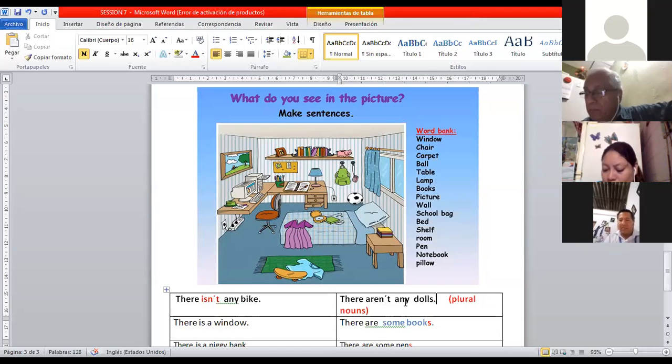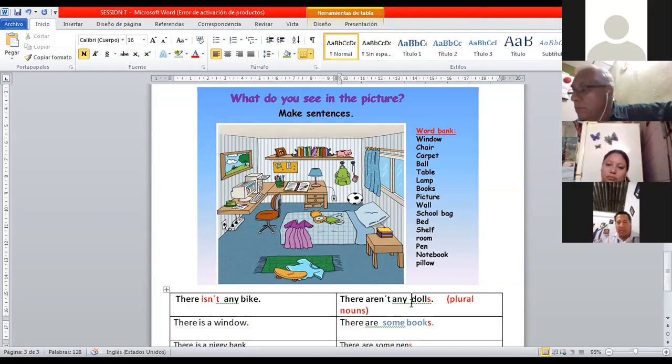And remember this, there aren't is for plural. So obviously, I need to pluralize this word right here, okay? There aren't any dolls. There isn't any bike. There aren't any dolls. La única diferencia is, this is for singular, this is for plural, all right? Pero en ambas digo, no hay. There isn't any bike. There aren't any dolls, all right?